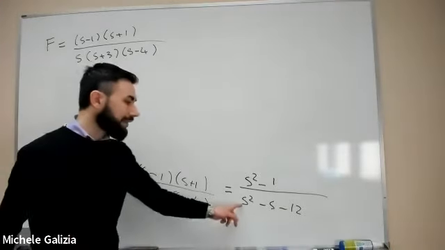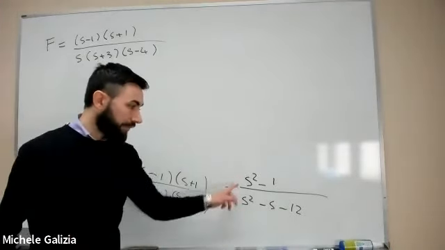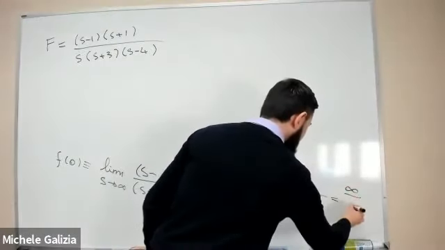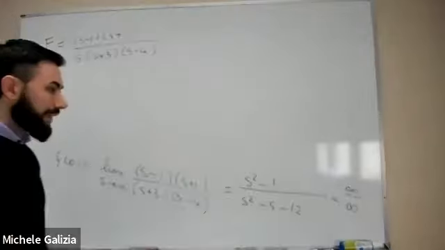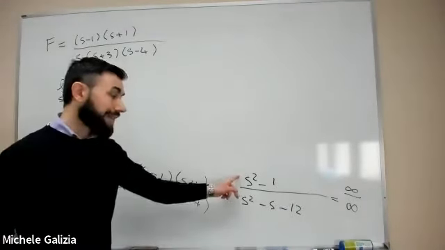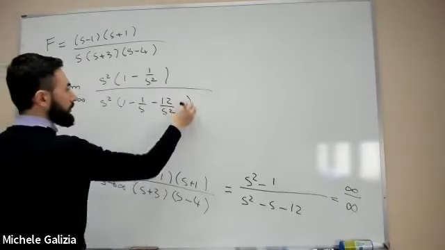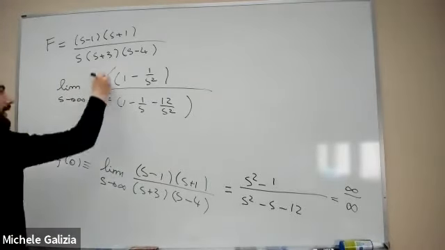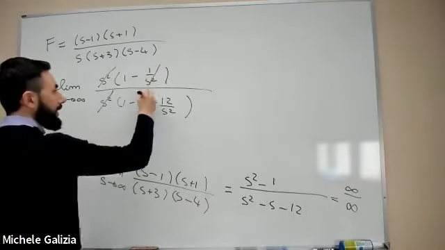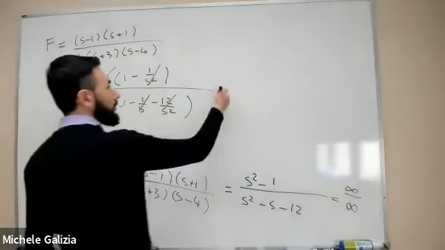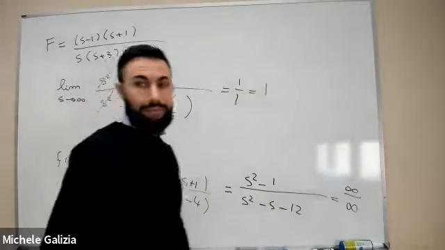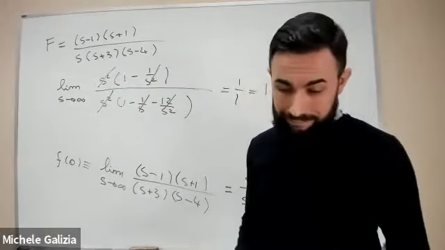So we have to calculate the limit for s going to infinity of this quantity. In this way, this is infinity over infinity. So just remember what you know, and let's collect the highest degree term. As s goes to infinity, these and these will cancel, these terms will go to 0, and so you have 1 over 1. Very simply. So, is that clear?